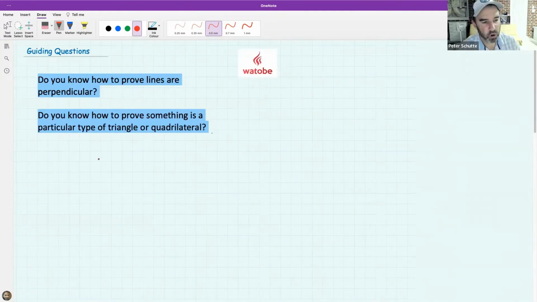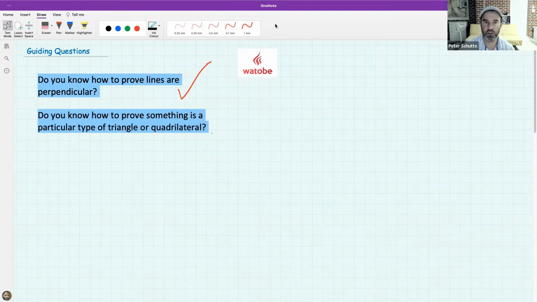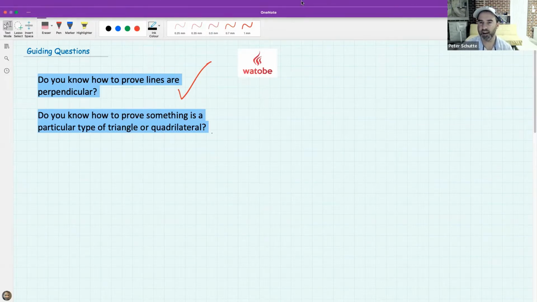And then what are we doing today? So the guiding questions for today are the following. How do you prove lines are perpendicular, which we saw in the last lesson? I'd love someone to put this in the chat, or if you're willing to put your hand up and tell us, I'd love to hear your voice. How do we prove lines are perpendicular?